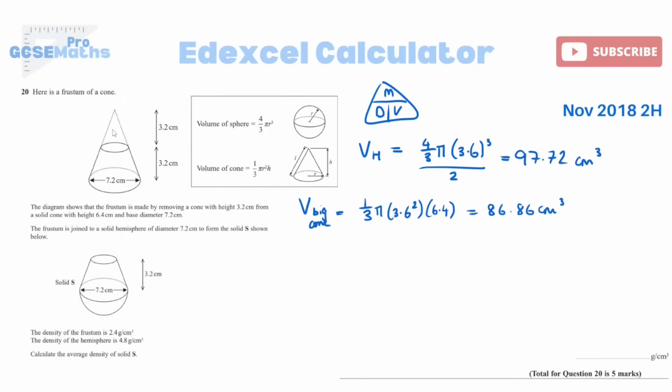Now, to work out the volume of the small cone is obviously the same formula. However, we do have the height of the small cone. The thing we are missing is the radius. We can't use the same radius because it's not the same, is it? We need to know the small radius.